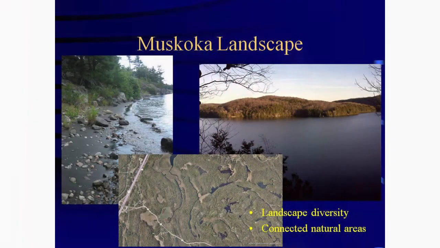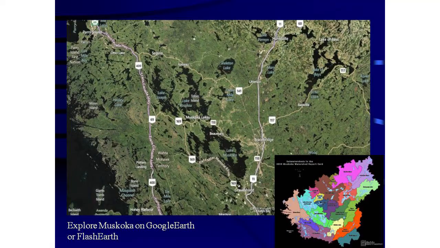So we have more forest cover. We have lakes, the shorelines of our numerous lakes. You can see these are some air photos taken from Google Earth and Flash Earth. So here you can just see the contrast. You have a lot of diversity, a lot of variability, and that relates very much to habitat types.